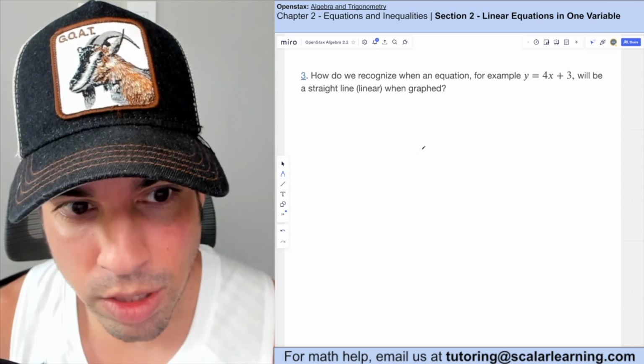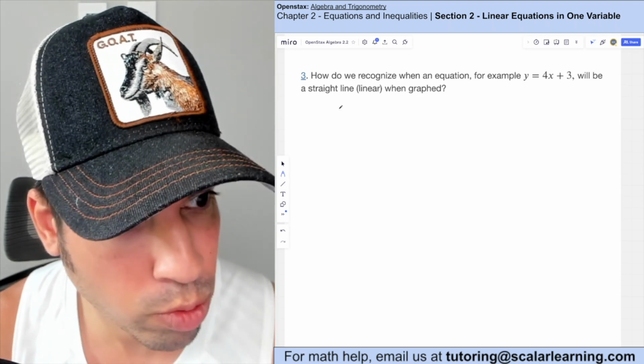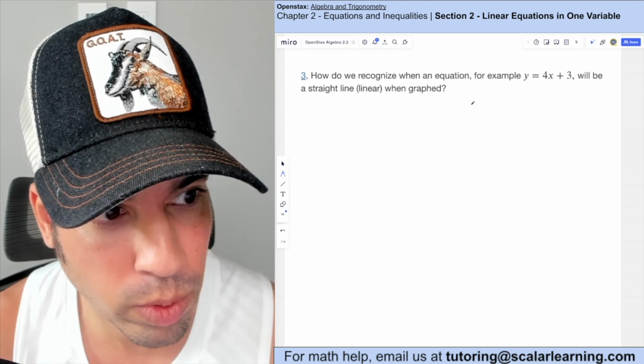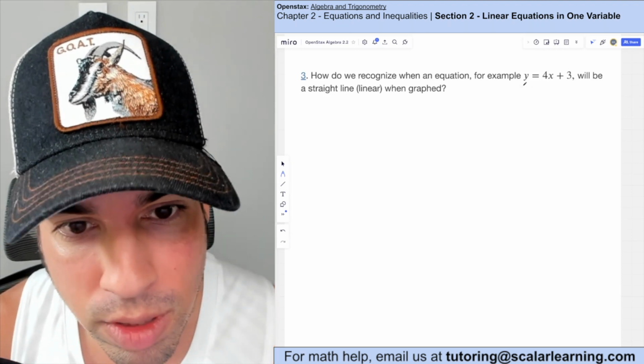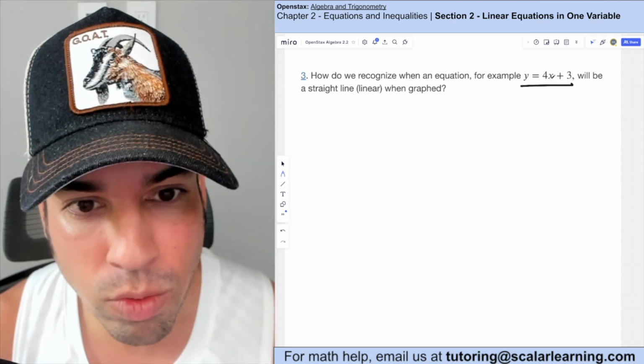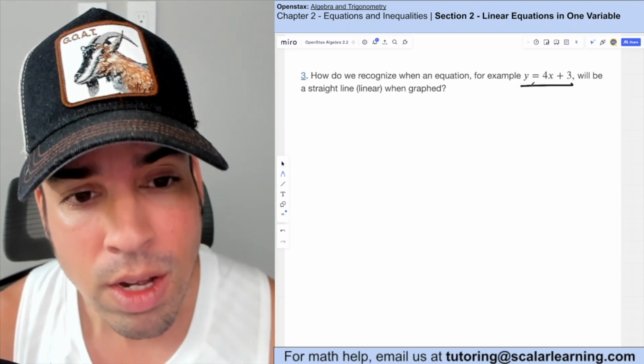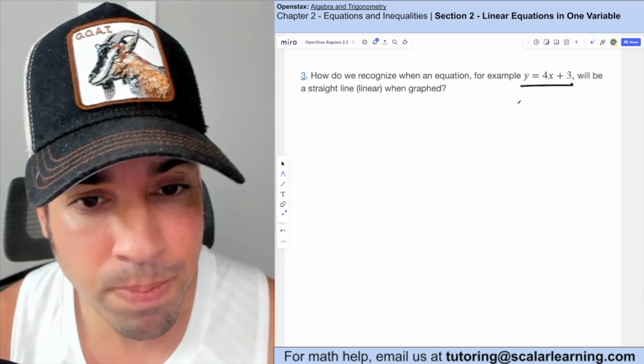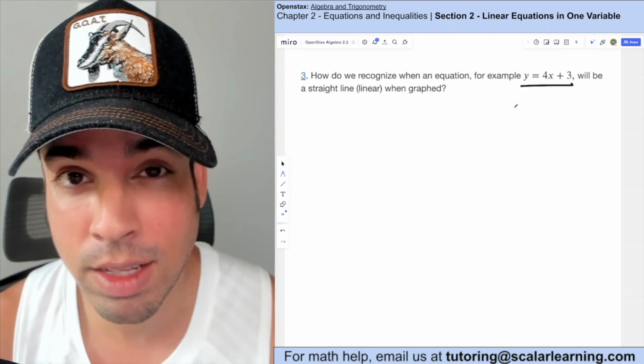How do we recognize when an equation, for example, y equals 4x plus 3, will be a straight line, linear, when graphed? So I know that this is going to be linear because there's no exponent value on the x or the y. So it's when they're both to the first power and it looks like this, and pretty much we know, hey, that's going to be linear.